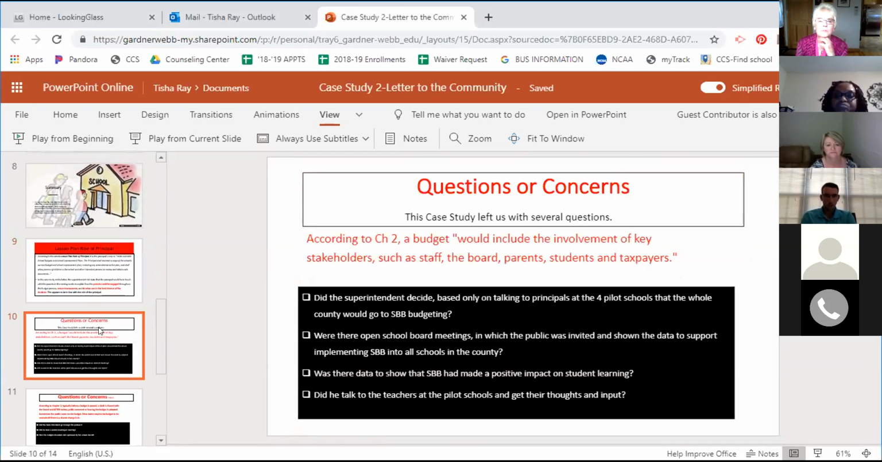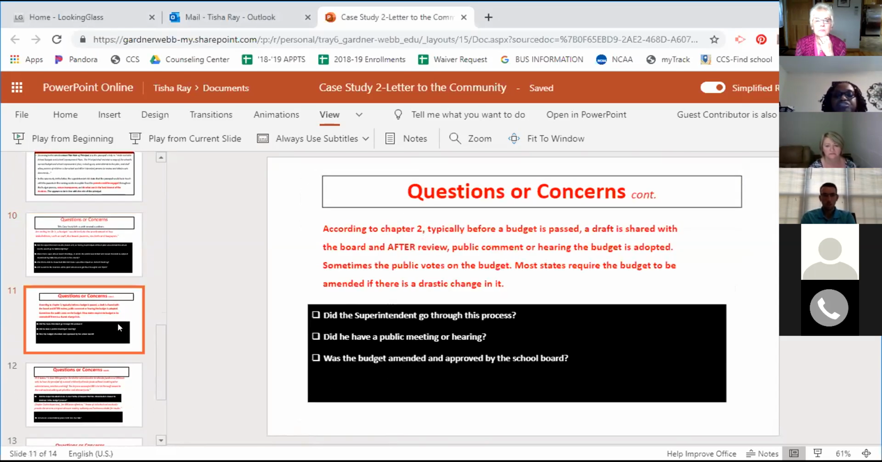Our concerns. According to Chapter 2, a budget will include the involvement of key stakeholders such as staff, board, parents, students, and taxpayers. Questions that came up were, did the superintendent decide, based only on talking to the principals at the 4 pilot schools, that the whole county would go to the SBB budgeting? Were there open school board meetings in which the public was invited and shown the data to support implementing this countywide? And was there data to show that this budgeting had made a positive impact on student learning? And did he talk to the teachers at the pilot schools and get their input and thoughts on the situation?